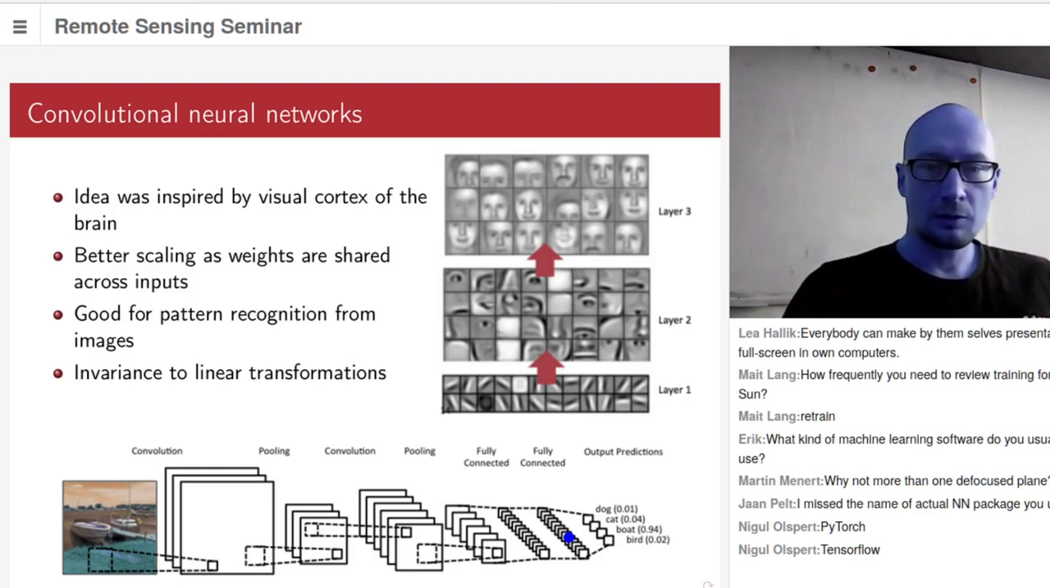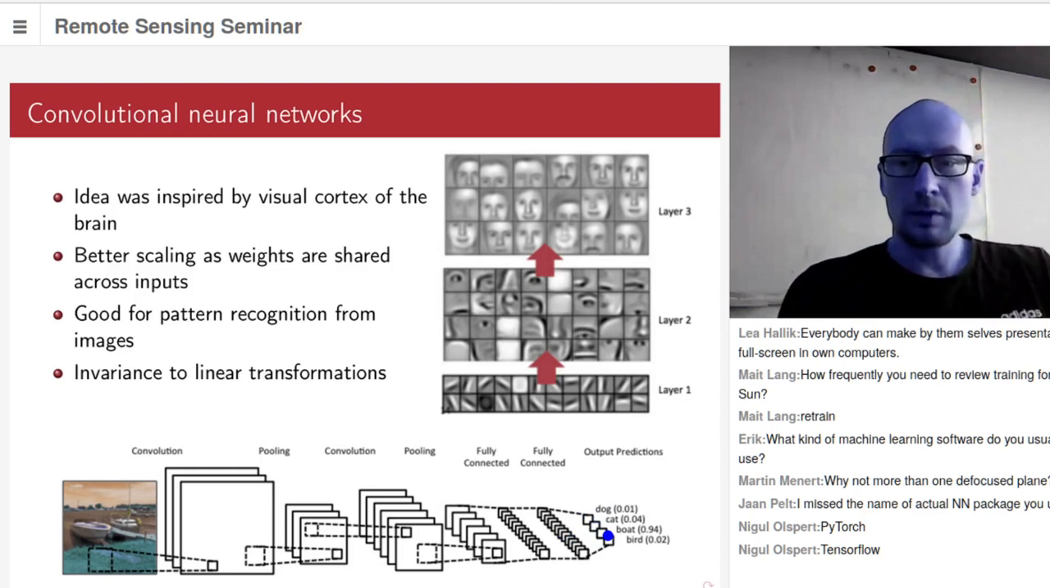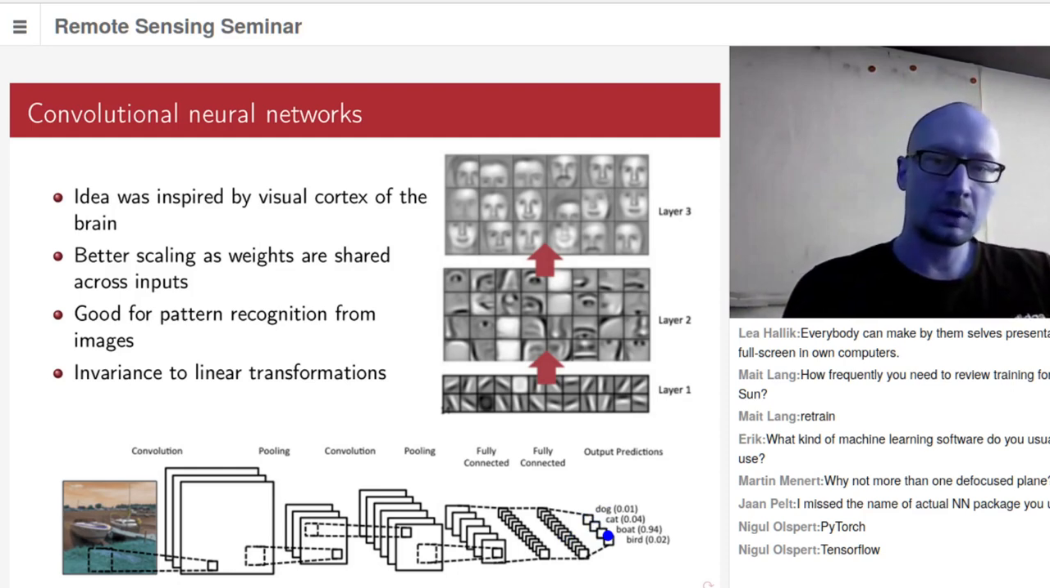But that's not so for different tasks in remote sensing. Definitely not so. And of course the pitfall is usually whether you have these output labels, whether you have manually labeled data already available or not.